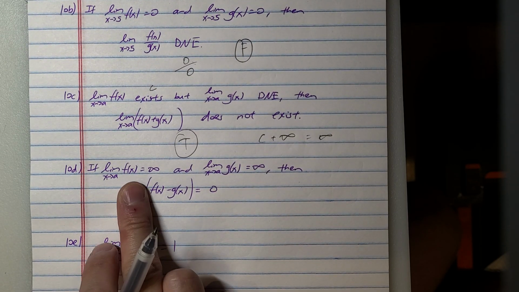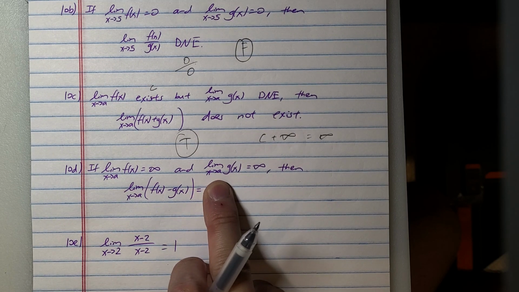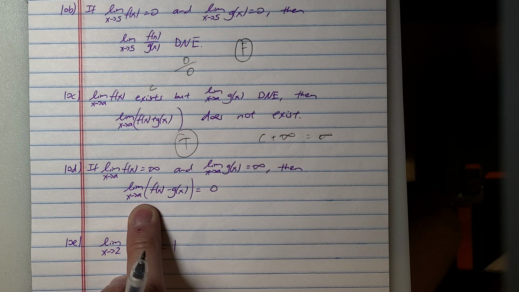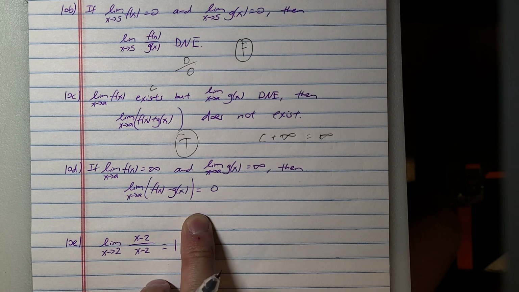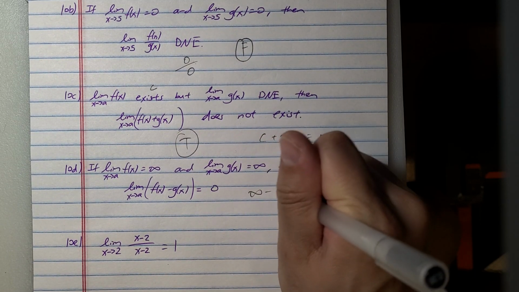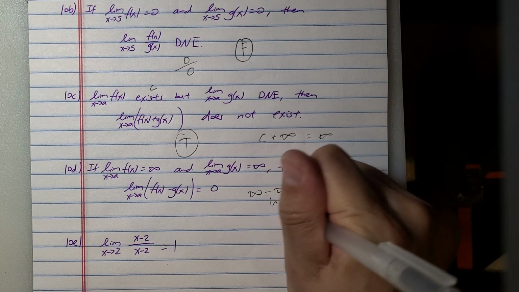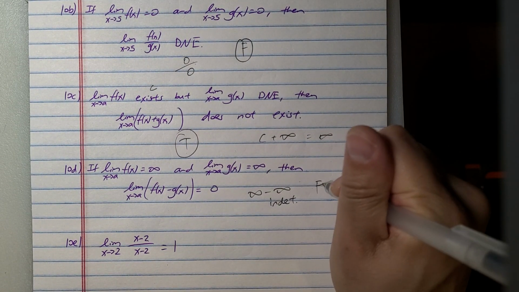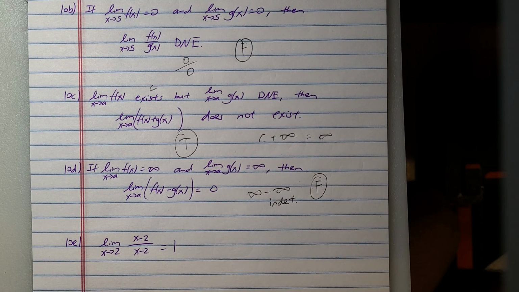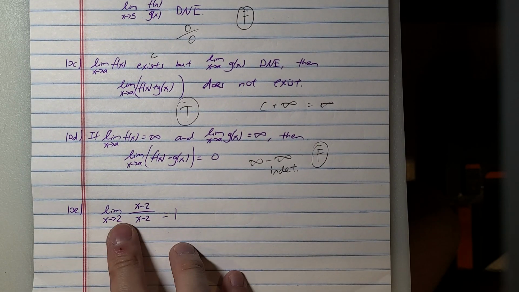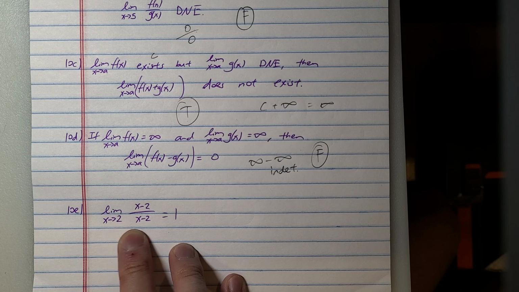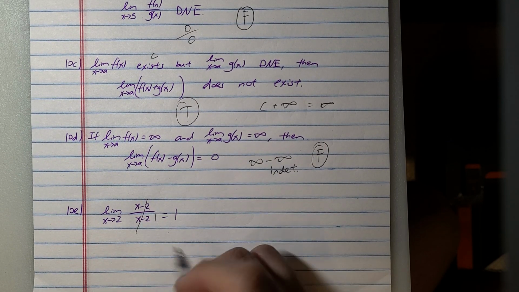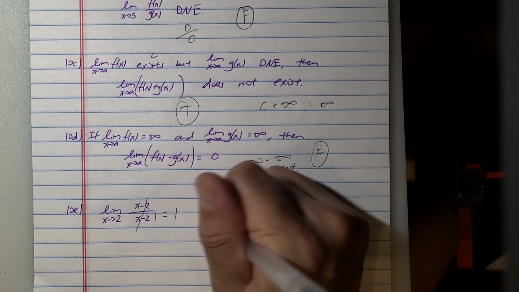If the limit as x goes to a of f of x is infinity, and the limit as x goes to a of g of x is also infinity, then the limit as x goes to a of f of x minus g of x equals 0. This is infinity minus infinity. This is also indeterminate. We don't know if it actually goes to 0. So false. Lastly, the limit as x goes to 2 of x minus 2 over x minus 2. These will cancel to 1, so the limit of a constant is the constant itself, 1, so true.